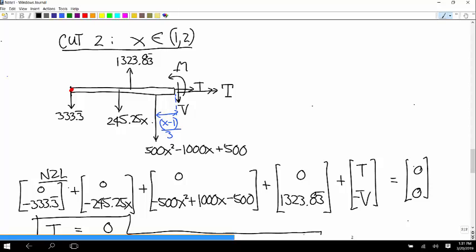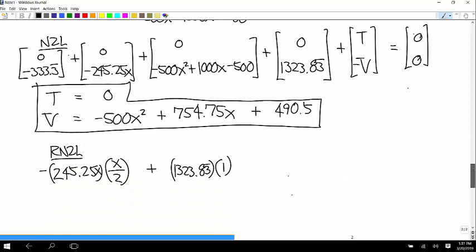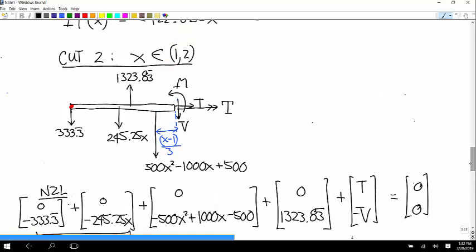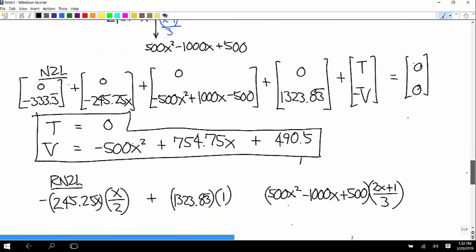So 3x over 3 minus this is 2x plus 1 over 3. So we have the magnitude of this, 500x squared minus 1000x plus 500, times 2x plus 1 over 3. Would that make it rotate clockwise or counterclockwise? Clockwise, so that's negative. And then we have the two things we always have, plus m minus vx is equal to 0.